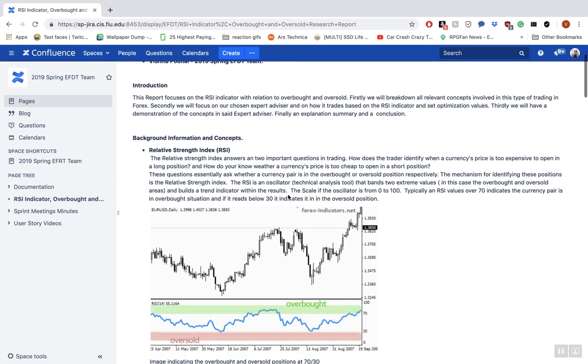So first off, what is the relative strength index or RSI indicator? So this is a very vital and important indicator in MetaTrader and trading in general, since it answers two crucial questions in trading. How does a trader identify when a currency's price is too expensive to open in a long position? And how do you know whether your currency is too cheap to open in a short position? And this may sound like very mundane or very open-ended questions.